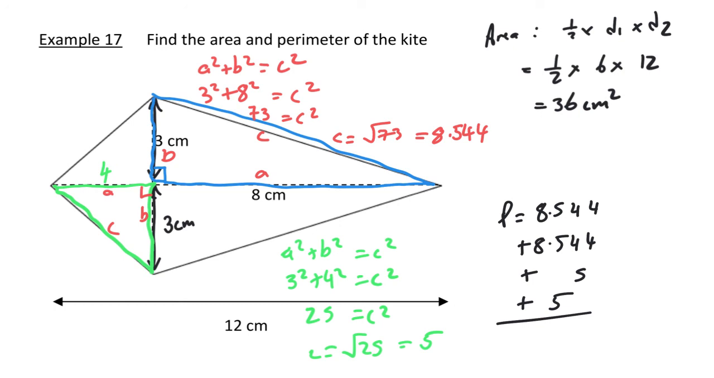And that gives us 27.088, or 27.1 centimetres to 3 significant figures.